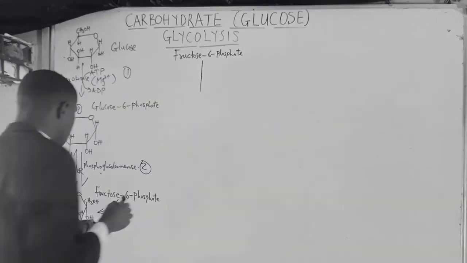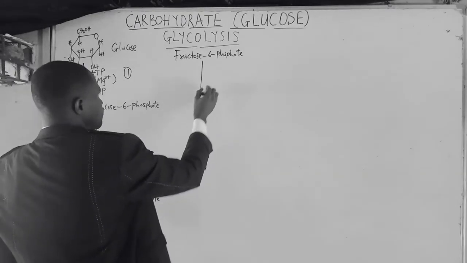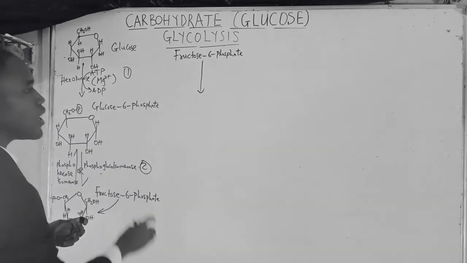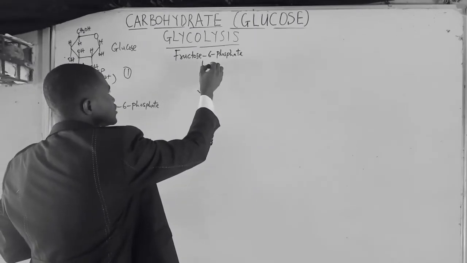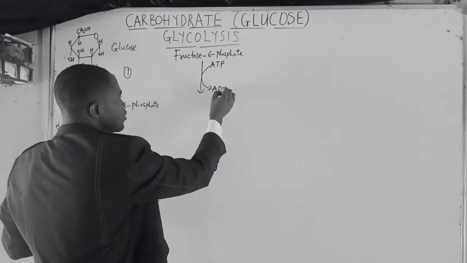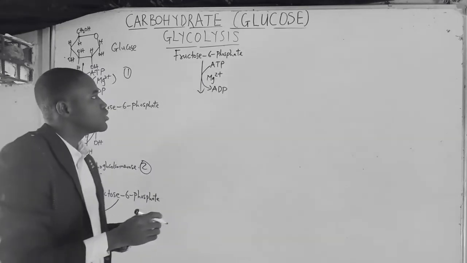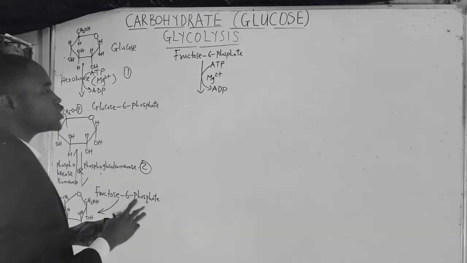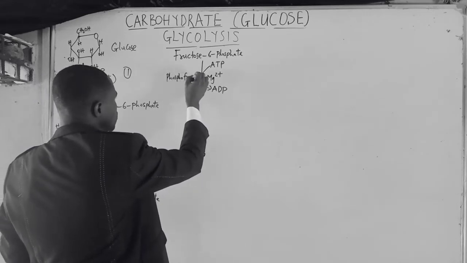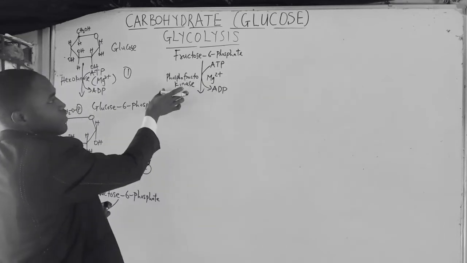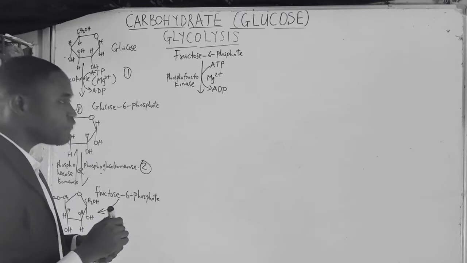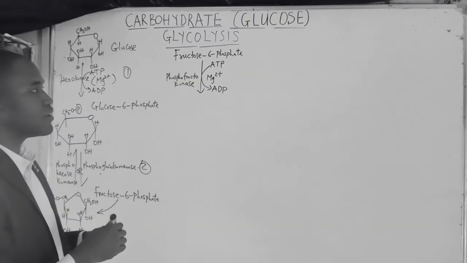Then, this fructose phosphate will undergo an irreversible reaction. Here it is reversible, here it is irreversible. It will undergo the irreversible reaction in the presence of ATP. That is, the energy form of ATP will be consumed to produce ADP in the presence of the cofactor magnesium. The enzyme involved is phosphofructokinase. So this has the enzyme, the coenzyme ATP, and the cofactor magnesium. Cofactors are majorly metals that are involved in the reaction. This is stage 3.